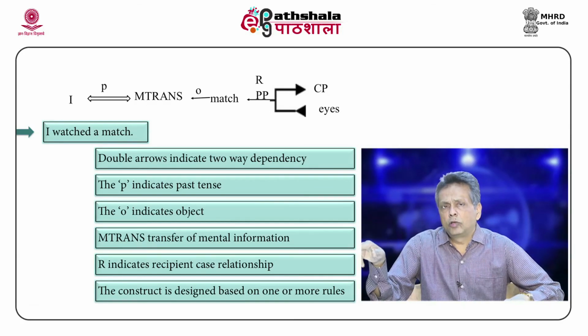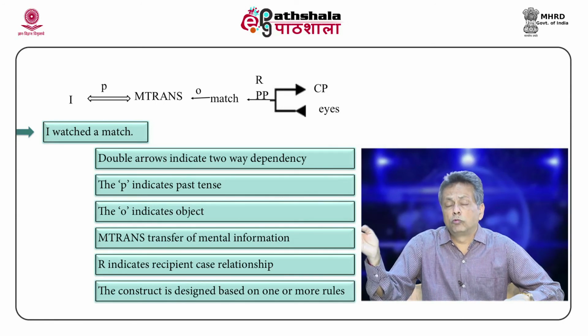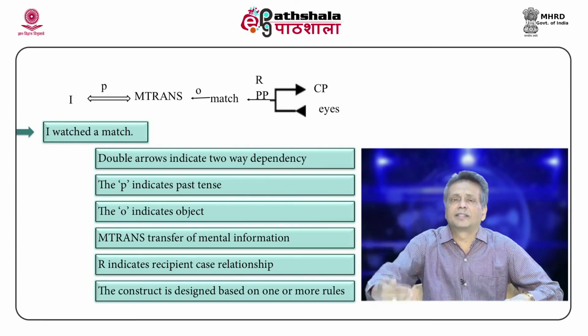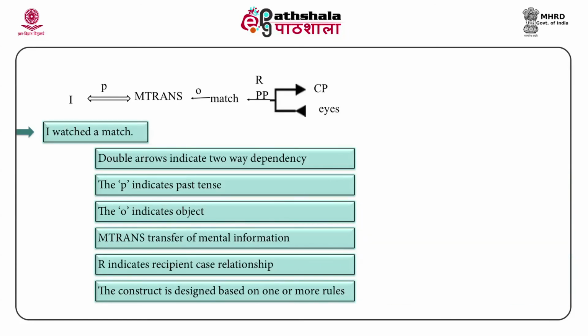Then you have an object. What is the object for MTRANS? Match. And then there is a recipient case relationship where the information is coming from I and going to CP. When I am watching a match, that information is going inside my mind. So, that is what is done.